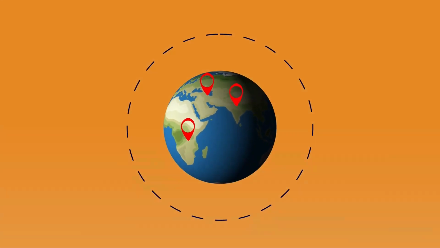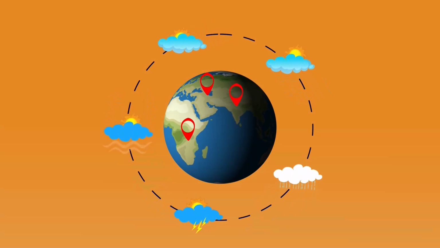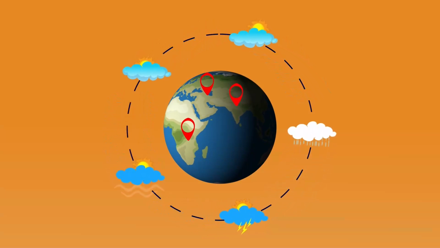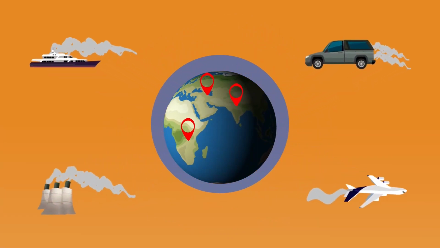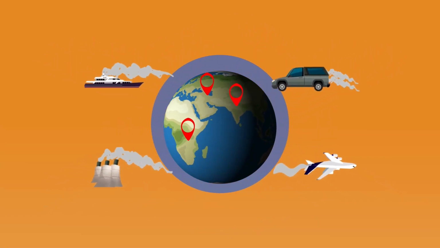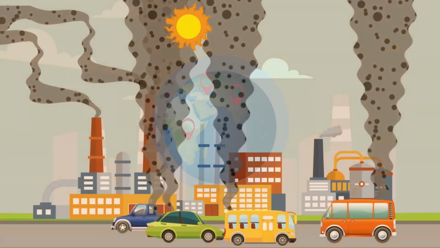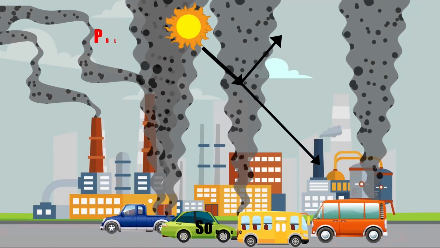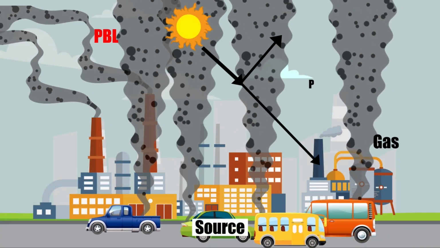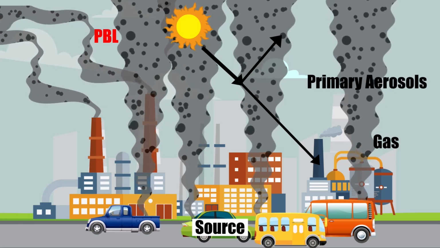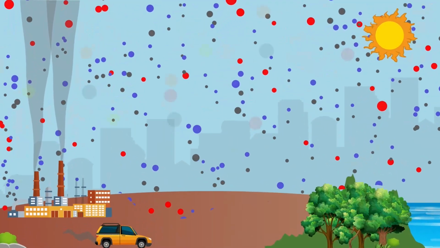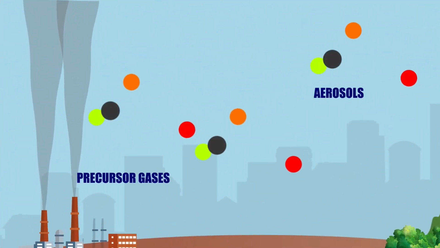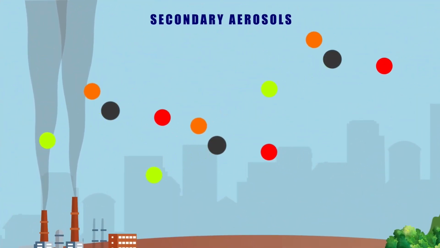The size also depends on the prevailing weather conditions in different geographical locations. The source of air pollution is another crucial determinant of aerosol size variability. The aerosols emitted from these sources are directly released into the atmosphere and are known as primary aerosols. Anthropogenic emissions of precursor gases and aerosols can undergo physical or chemical transformation to form secondary aerosols.